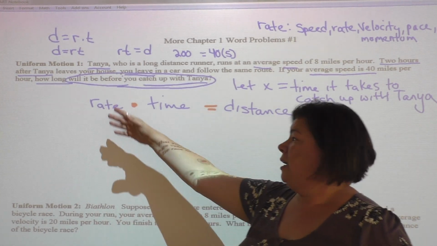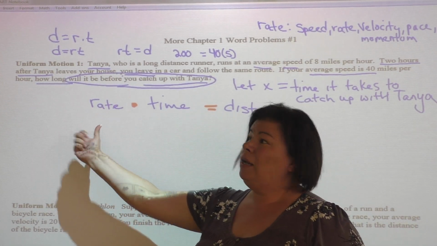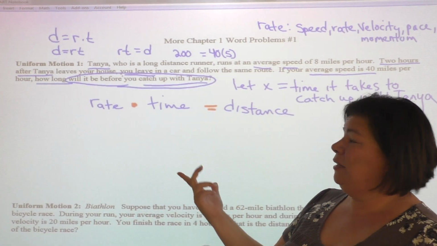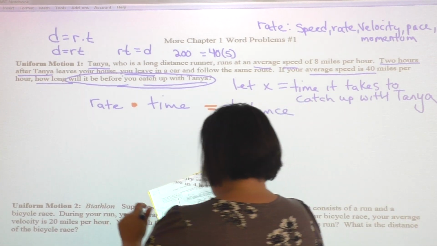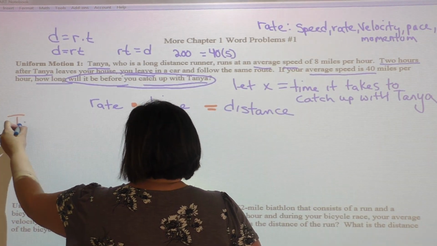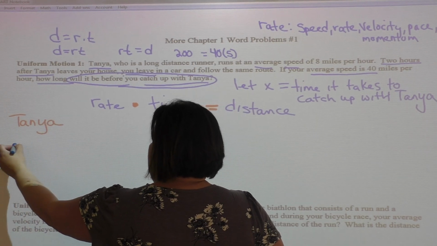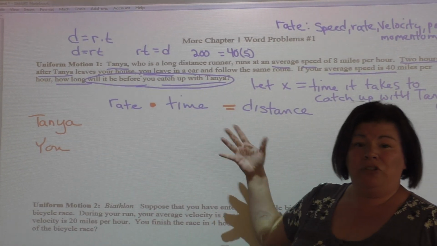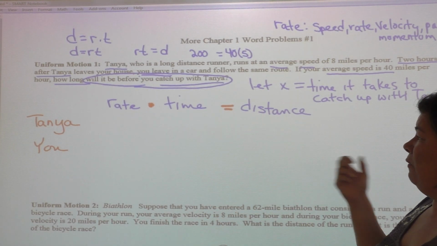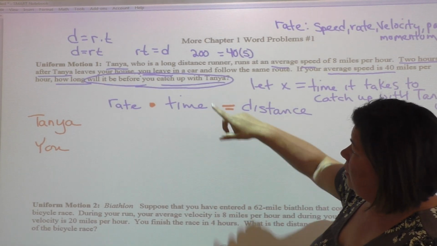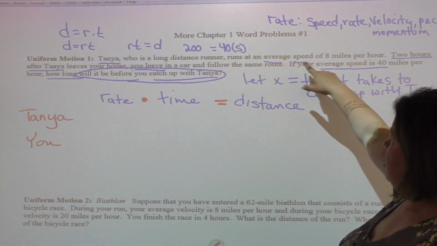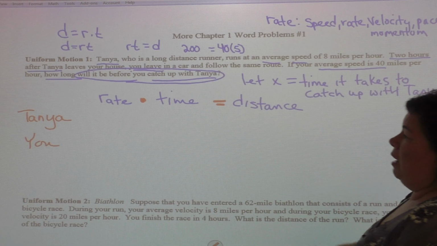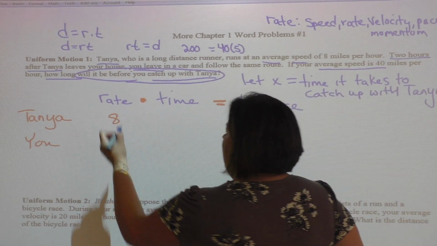Now all we have to do, remember when we set up our word problems, we kind of do a column, is say who's involved here. In this problem, you are involved and Tanya, the other runner. So we have Tanya and we have you. Sometimes we're going to have a total column, but we'll see if we need that right now. So Tanya, who is a long distance runner, her average speed, which is her rate, is 8 miles per hour. So we're going to write that her rate is 8 miles per hour.